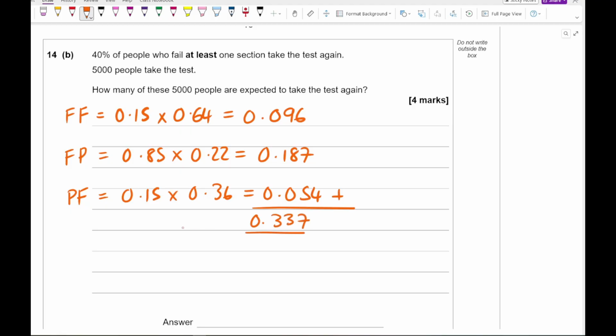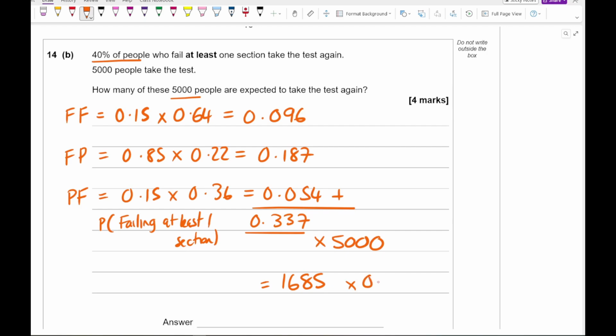0.337. So that's the probability of failing at least one section. Now from this, I then need to work out how many of 5,000 people would do this. So if I multiply that probability by 5,000, I get my answer of 1,685. But then I know that 40% of people who fail this, so I need to multiply this number by 0.4, which gives me an answer of 674 in total.